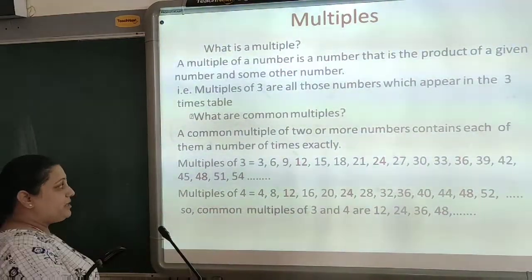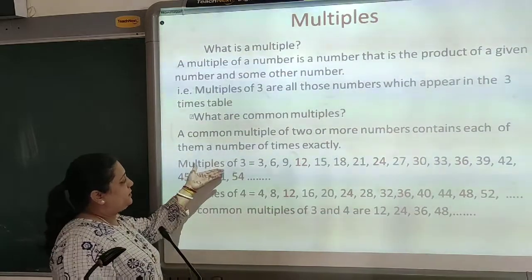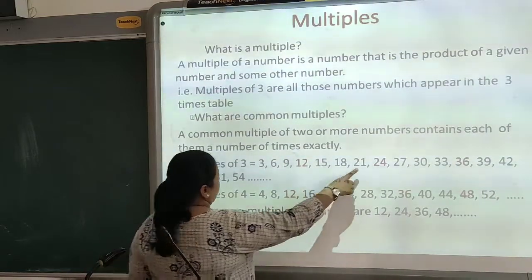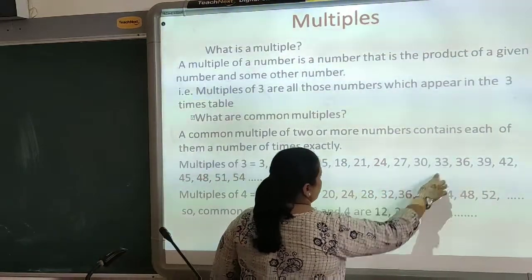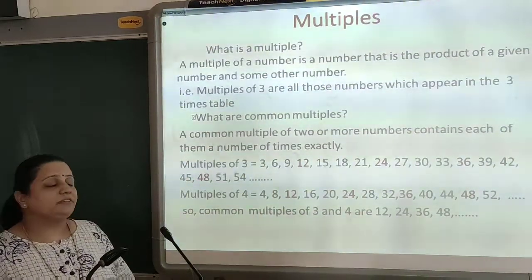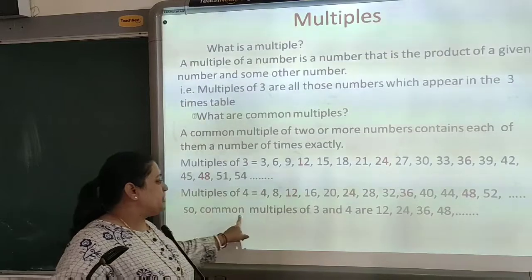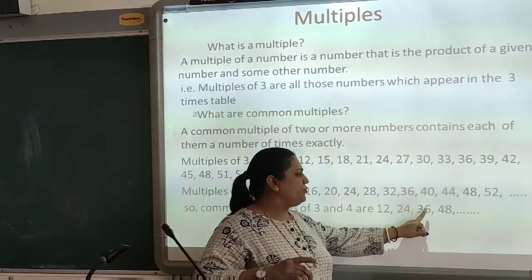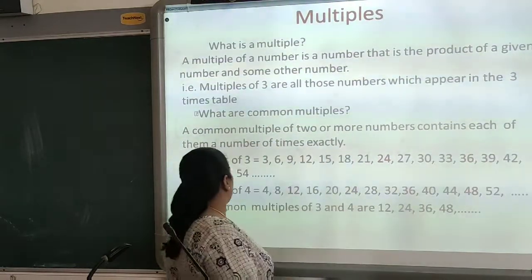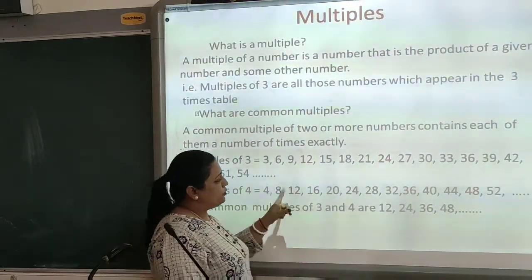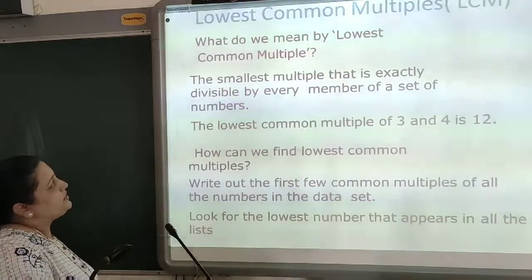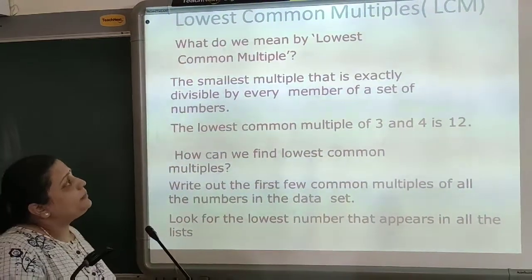Now what are the common multiples which are in the table of 3 also and the table of 4 also? So 12 is common, 24 is common, 36 is common, 48 is common. See, the common multiples I have written with red ink. So common multiples of 3 and 4 are 12, 24, 36, 48, and so on. Why have I given this "so on"? Because if I write more multiples for 3 and more for 4, I may get more common multiples for these two.